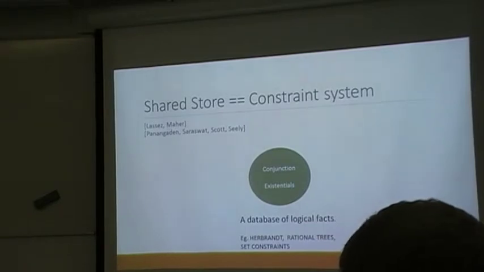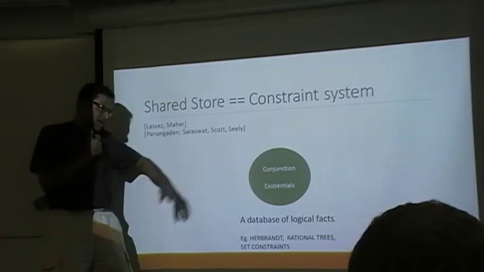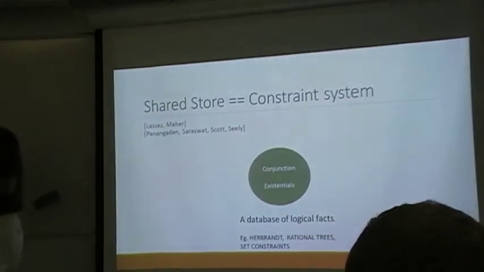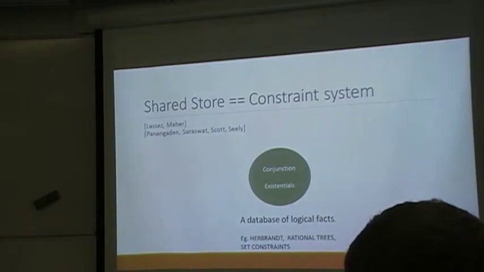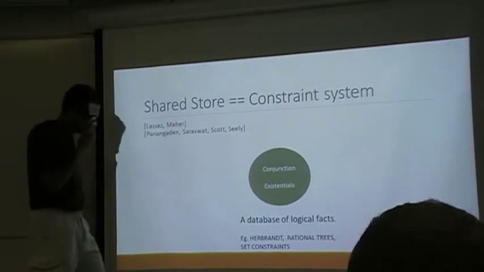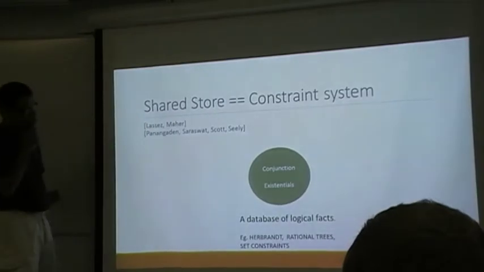So the first thing is, there's the shared store, which now we call the constraint system. It's some piece of logic with conjunction, with existentials. You can think of some kind of shared database. There are lots of nice examples for this. There are the terms as they behave in logic programming, which Vijay likes to call her brand.